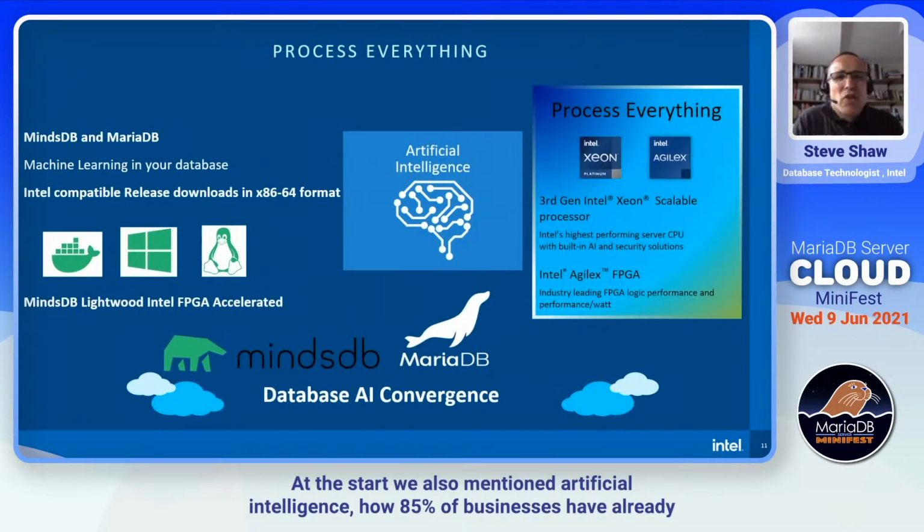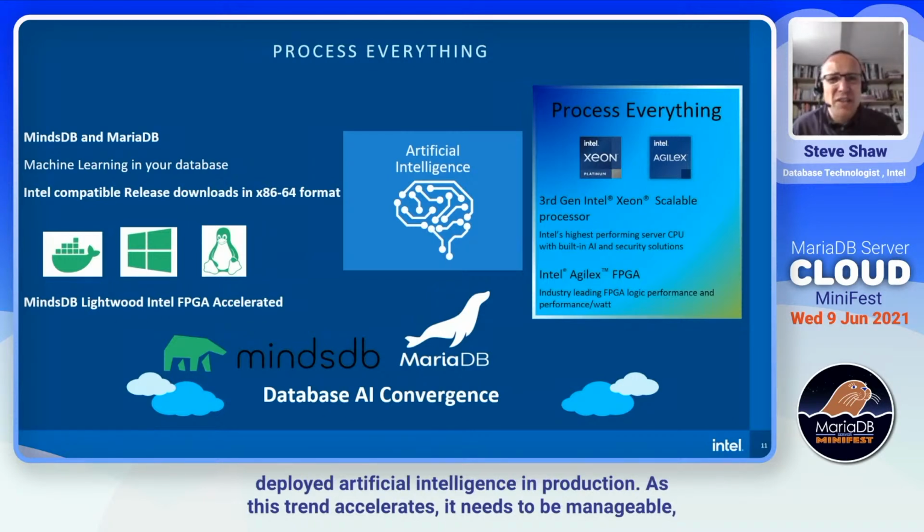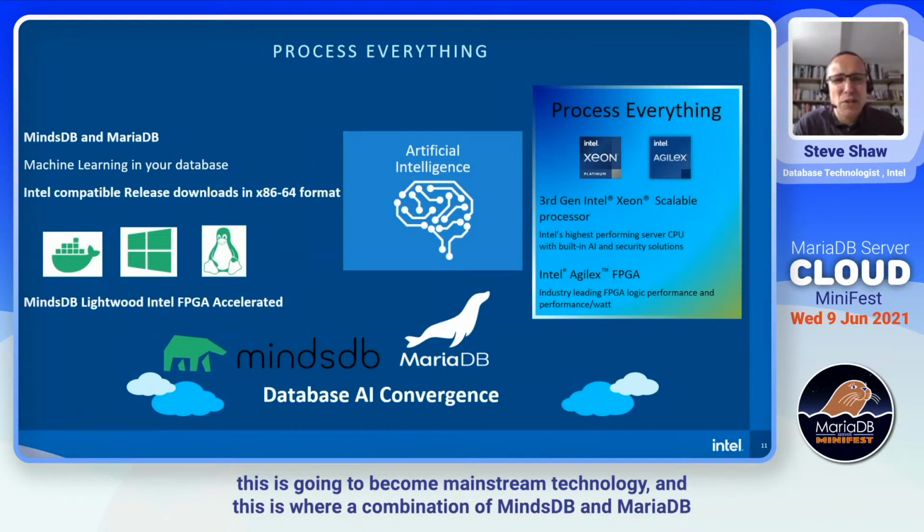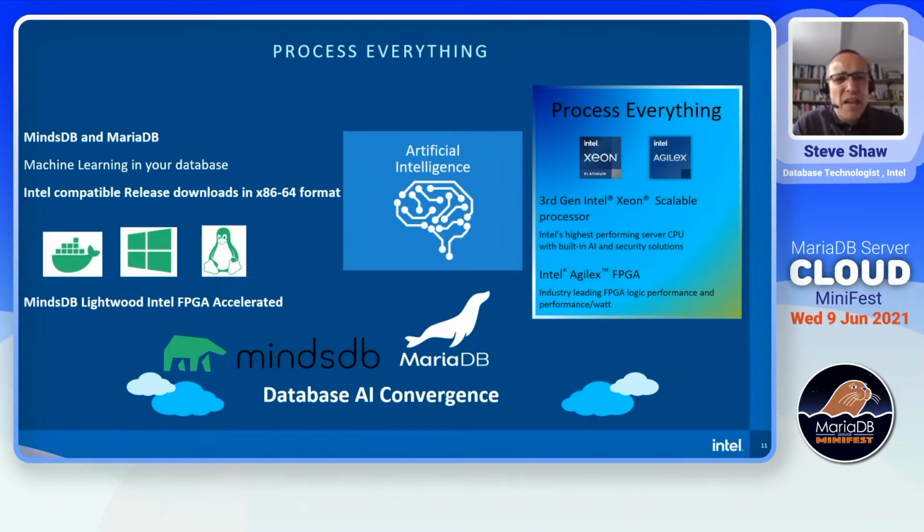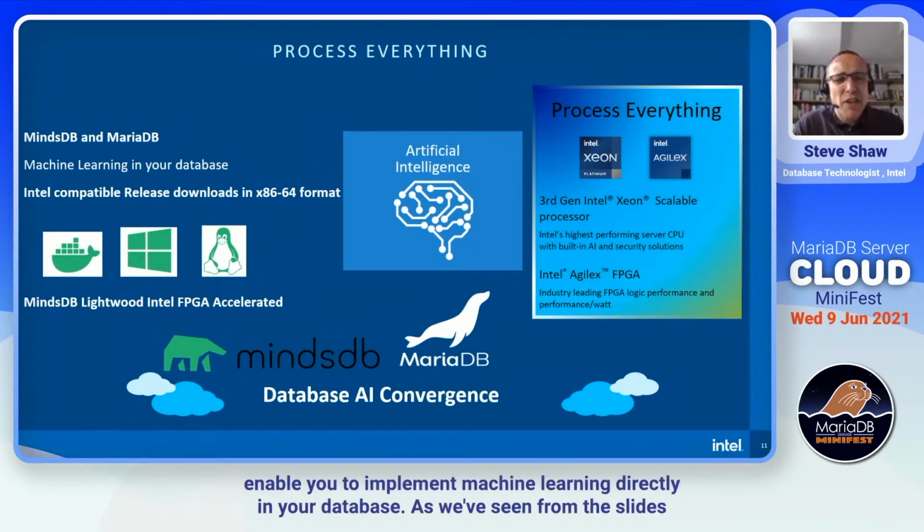At the start, we also mentioned artificial intelligence, and how 85% of businesses have already deployed artificial intelligence in production. As this trend accelerates, it needs to be manageable. This is going to become mainstream technology. And this is where a combination of MariaDB and MariaDB enables you to implement machine learning directly in your database.